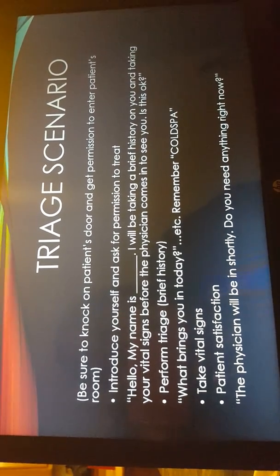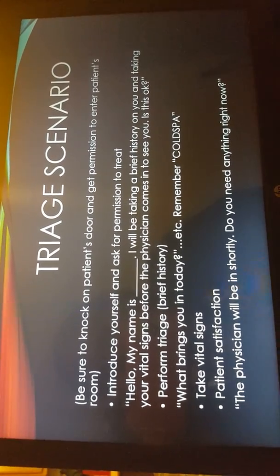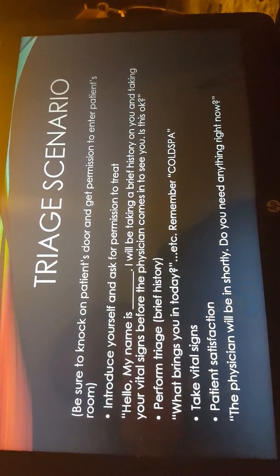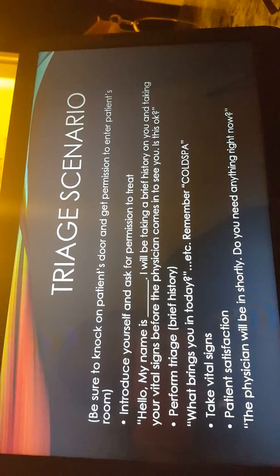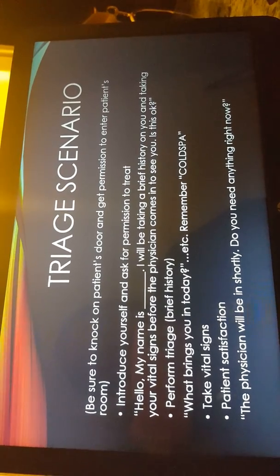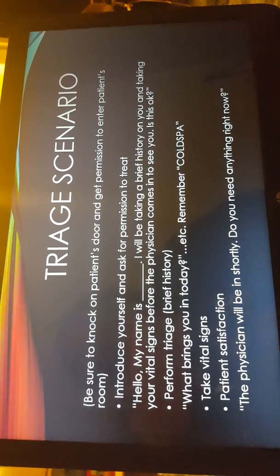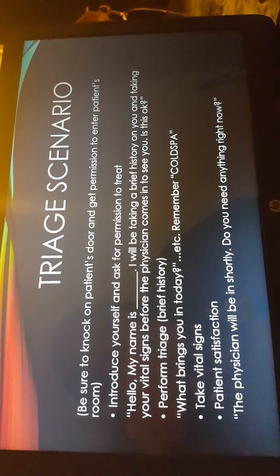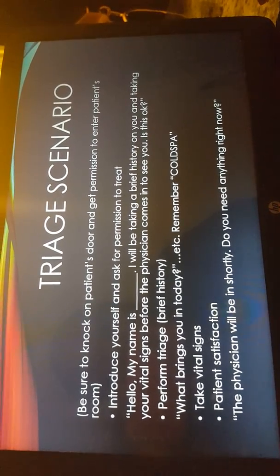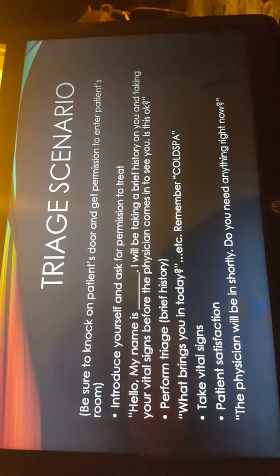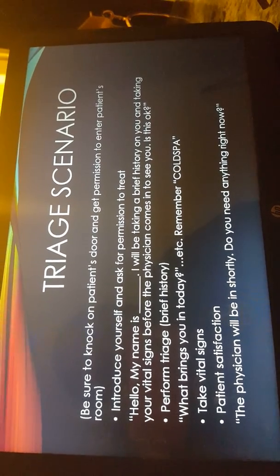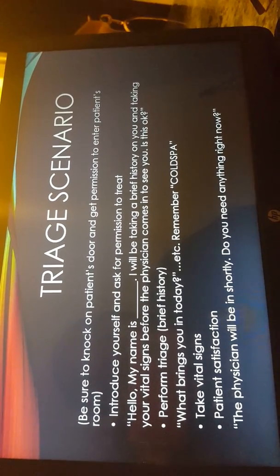Okay, back from our practice section. I have a little triage scenario here that I put together myself. If you want, you can just read through it and I'll describe it a little bit. It just tells you to knock on the door to come into the patient's room, wait for an answer, and get permission from the patient to come into the room, and also get permission to provide care. Remember to introduce yourself.